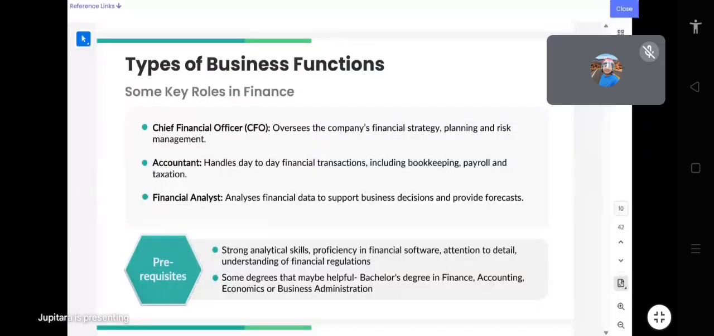If it is something related to state regulations or financial regulations, you need to look into that as a prerequisite for any finance role. Okay. You need to know about the different regulations set up by RBI for the banking sector. Okay.